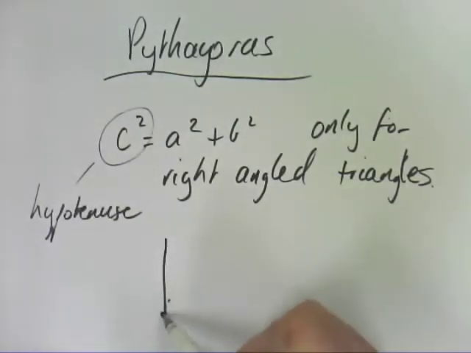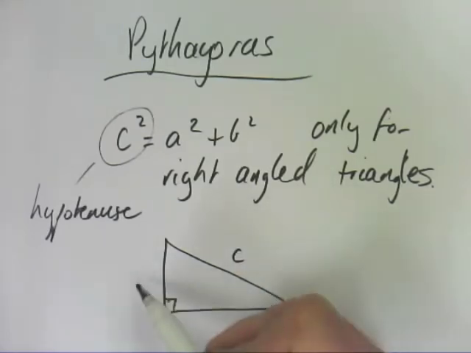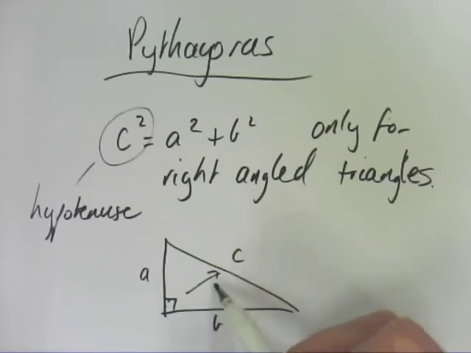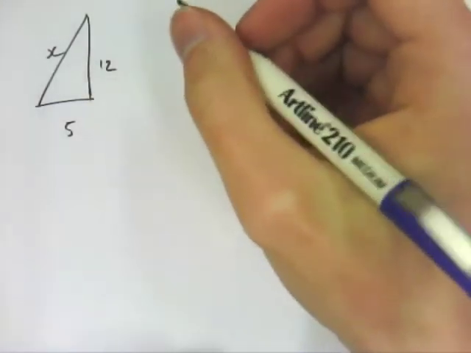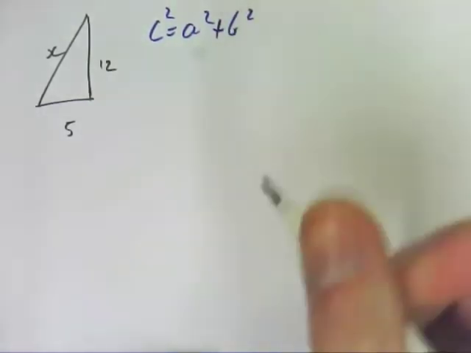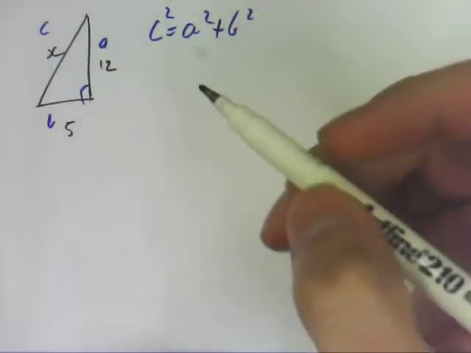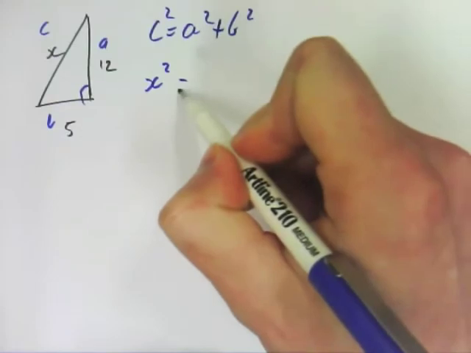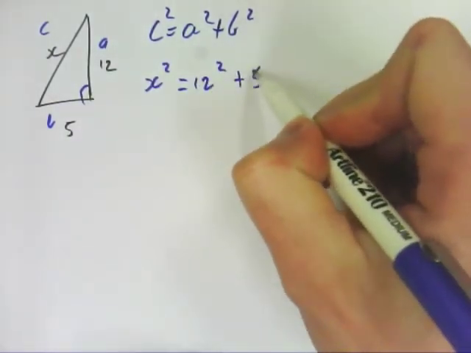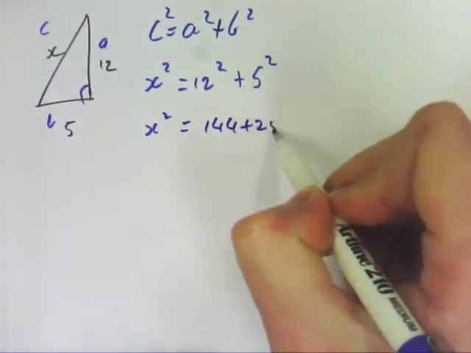So if I draw a right angled triangle down here, then this is C, and which one's A and which one's B, it doesn't matter, it could be either, but it's important that side C is always opposite the right angle. So here is the first question we're going to work through together. Remember, C squared equals A squared plus B squared. The first thing I would do is label this C, A and B, just so I know where I'm pulling my numbers from. So in this case, x squared equals 12 squared plus 5 squared, equals 144 plus 25.